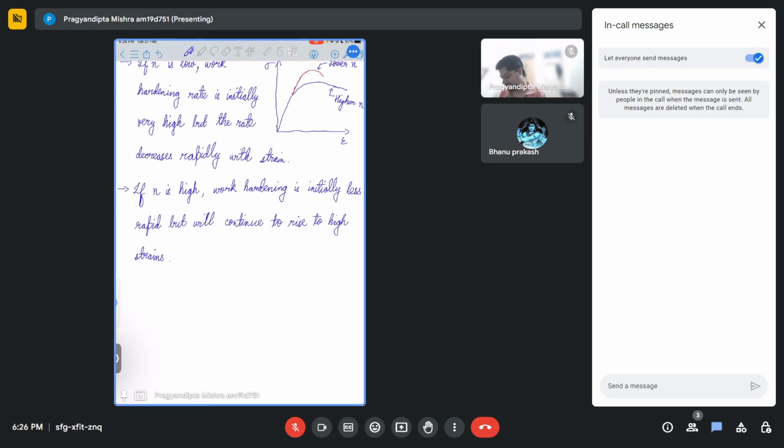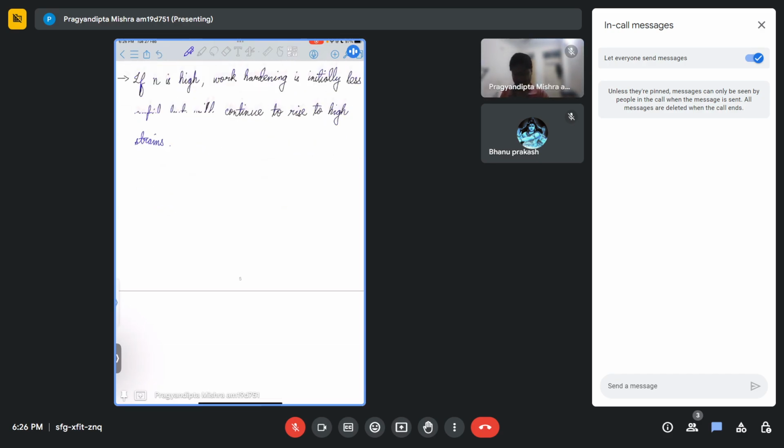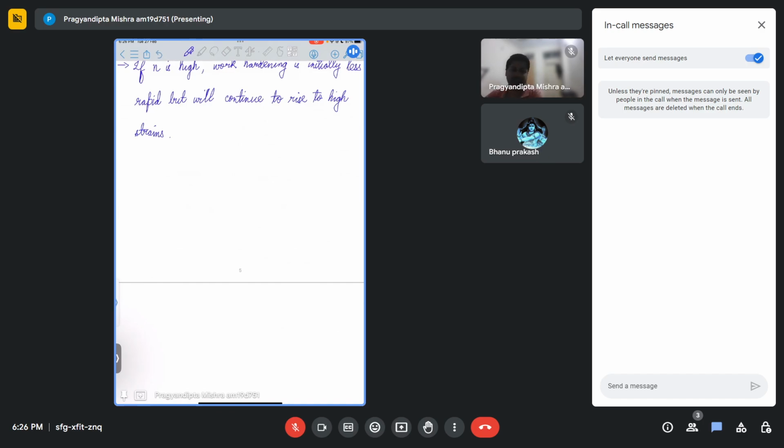Okay. So now that we are done with plastic instability, let's move on to the next concept, which is the effect of strain rate on flow stress.